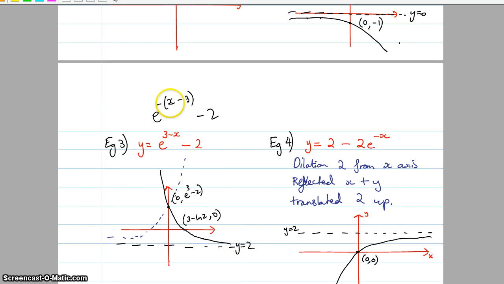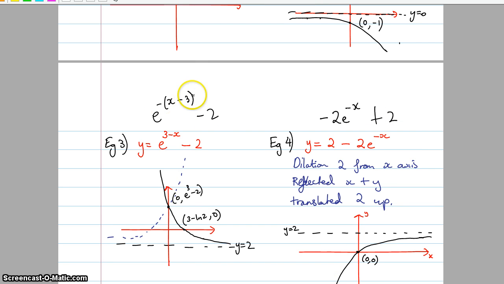Example 4. Again, I don't know what that is, so I'm going to put it in a form that I like, which is -2e to the negative x plus 2. So then I can tell you that it's been dilated by 2 from the x-axis. It's been reflected in both axes, x and y, and it's also been translated 2 units up. So the first thing I do is I'll put my asymptote in, y equals 2, which is there, and then I can reflect it in both axes, which means instead of going from bottom left to top right, it switches in both axes, which means it ends up doing this.